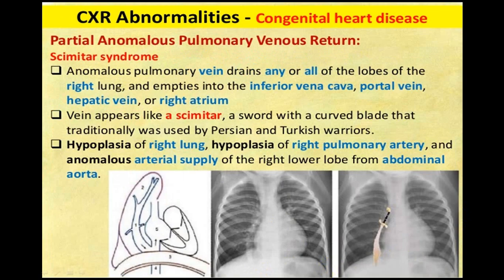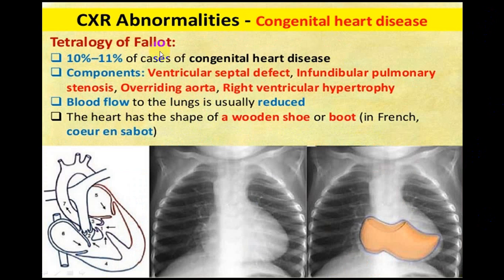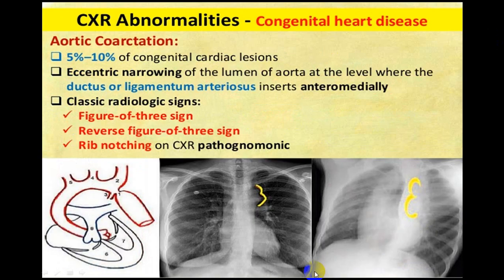Sometimes you can identify this, and this is in a case of partial anomalous pulmonary venous drainage. It is called the scimitar sign. It looks like a sword, a scimitar. This is typical. If you can identify it, well and good. Or it is also the scimitar sign. In tetralogy of Fallot, it is a boot-shaped appearance, wooden shoe, or a boot-shaped appearance. Or it is also called coeur en sabot. This boot-shaped appearance. These are some peculiar shapes, but if you can identify them.